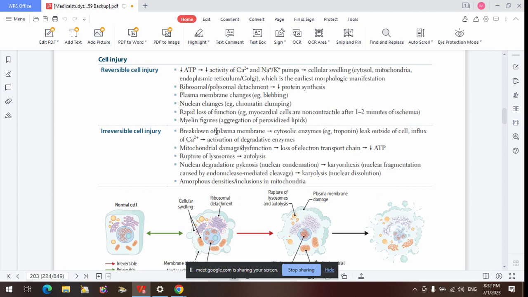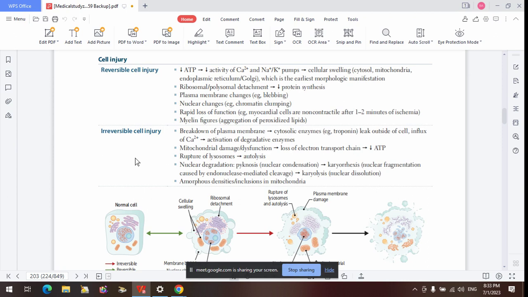So what we are looking out for in reversible cell injury: cellular swelling, endoplasmic reticulum is damaged, there's no protein synthesis, mitochondrion too is damaged, the nucleus starts clumping, the membrane starts blebbing. Once you see that, that is reversible change. But in irreversible, you notice that everything is destroyed totally. Everything is destroyed. So you're having destruction of these blebs.